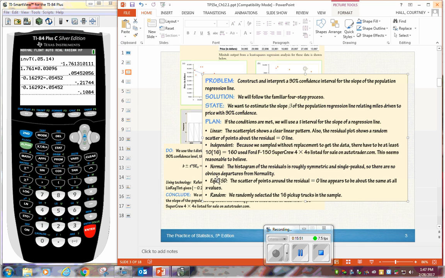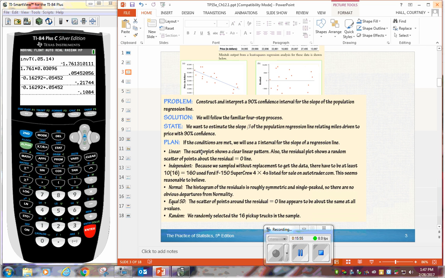They give us this bulleted little mnemonic device or whatever it's called for you to remember, and they call it LINER, L-I-N-E-R, LINER. So the L stands for linear, I stands for independent, N stands for normal, E stands for equal standard deviations, and then R stands for random.